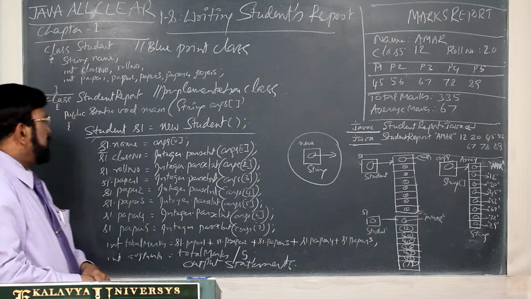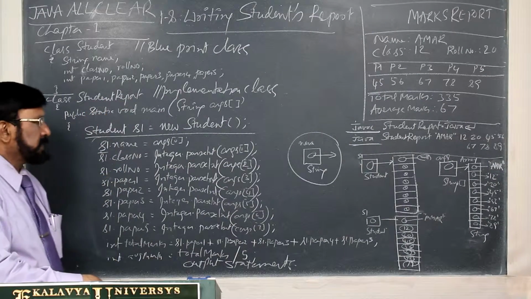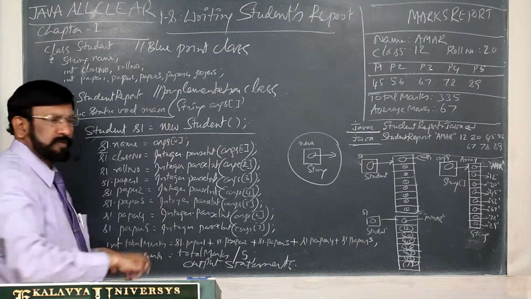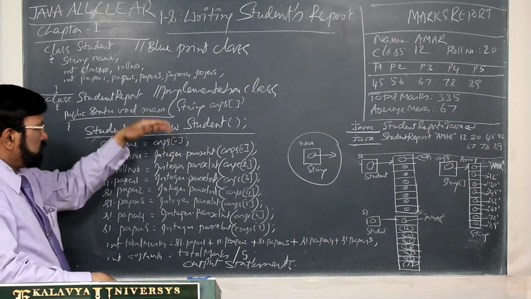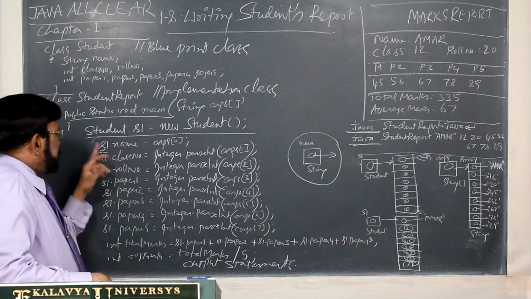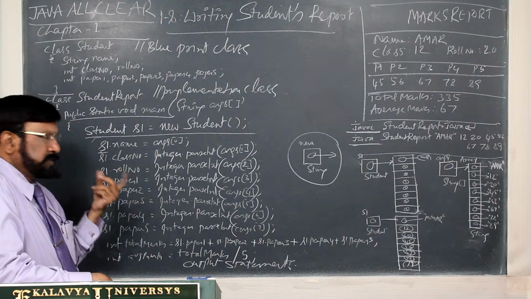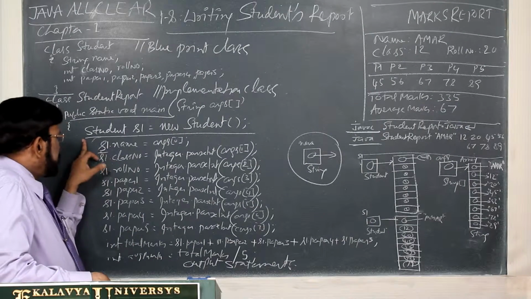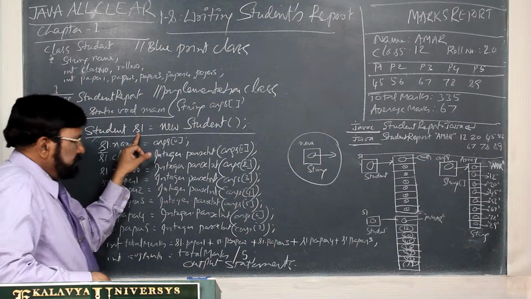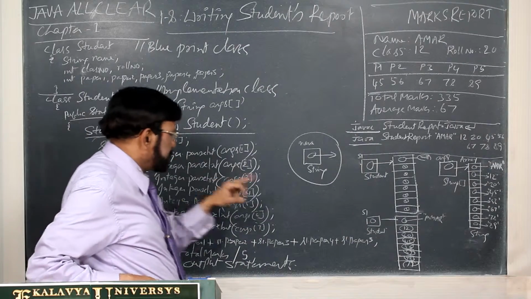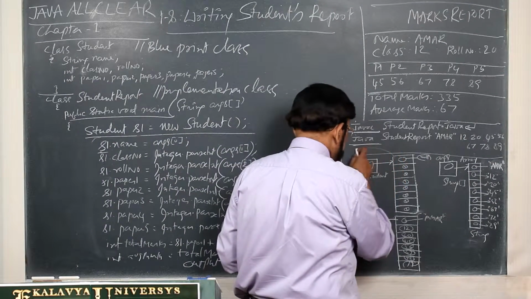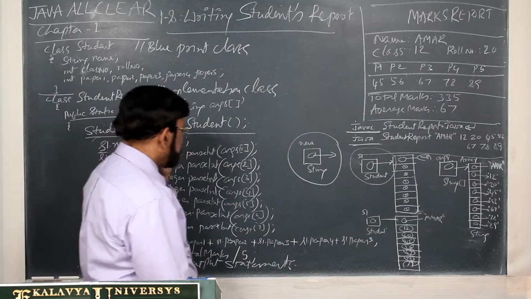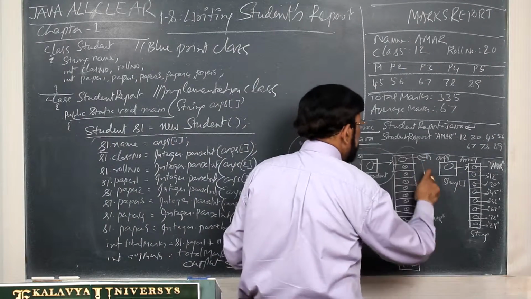Thereafter implementation class, students report. In that I have written main. I amply explained about this and all that. I hope no further explanation is required. Thereafter, the most crucial statement is creation of object. Creation of object, student S1. As a result of student S1, this part is created, and new student, as a result of that this part is created.